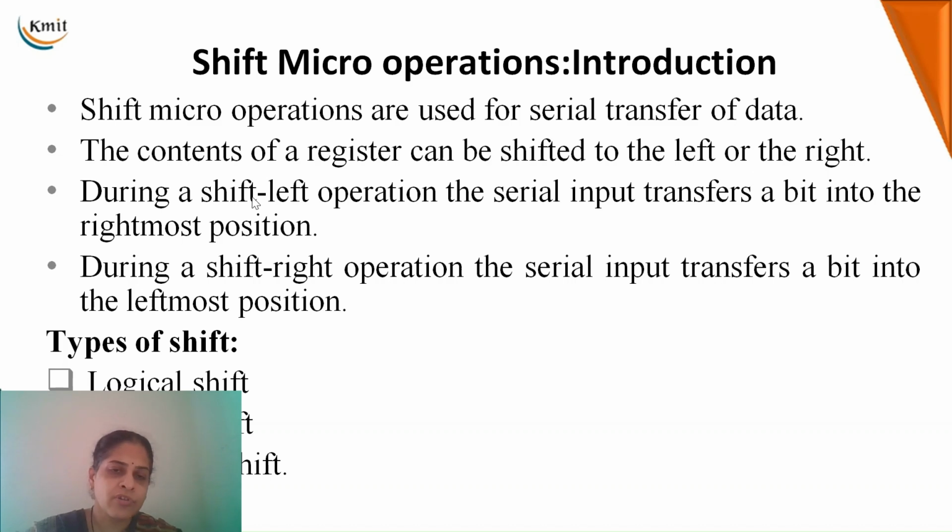During the shift left operation, the serial input transfers a bit into the rightmost position. And during the shift right operation, the serial input transfers a bit into the leftmost position. So these are the types of shift operations. Coming to the types of shifts, there are basically three types of shift operations called logical shift, circular shift, and arithmetic shift. Let us see in detail about these types of shift operations.